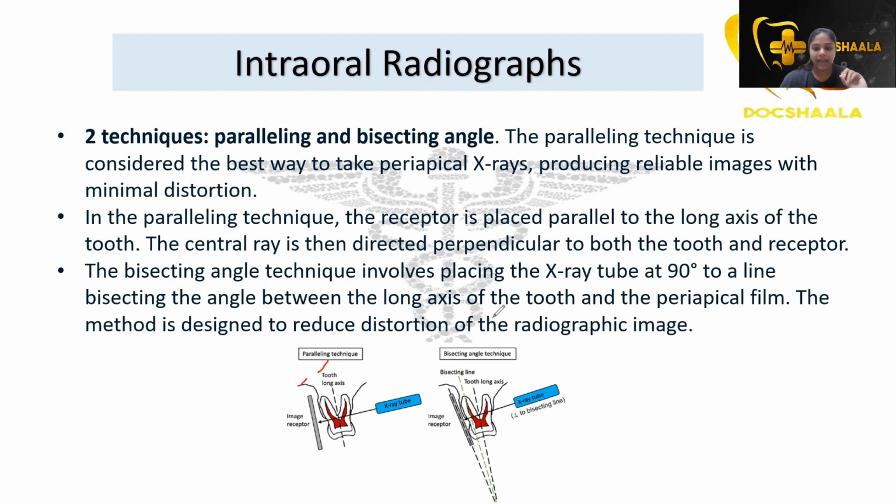Whereas in the bisecting angle technique, we keep the image receptor such that the X-ray tube is at a 90 degree angle to the bisecting line. It is bisecting the tooth, and the beam is perpendicular to the bisecting line. This method is designed to reduce distortion of the radiographic image. So these images you have to keep in mind. Sometimes they may ask an image based question on this. So these are the two techniques which we use.